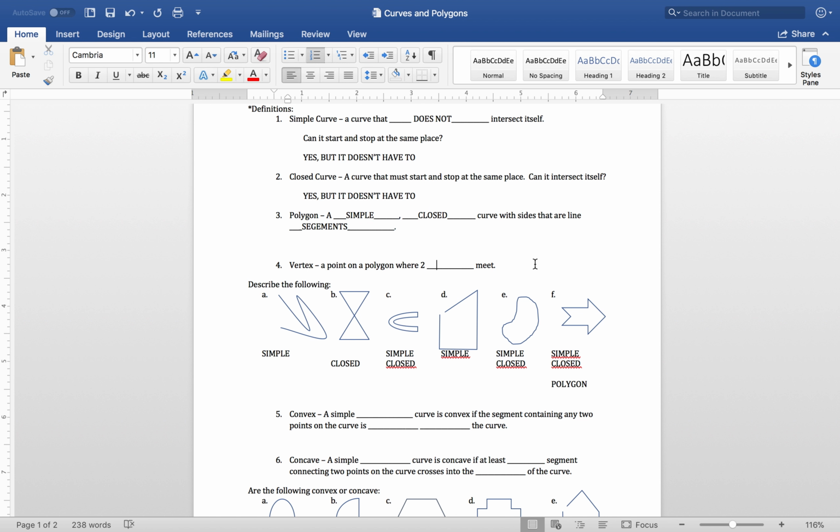And polygons have vertices, or vertex, and it's a point on a polygon where two of these lines meet. So F here has a lot of vertices.